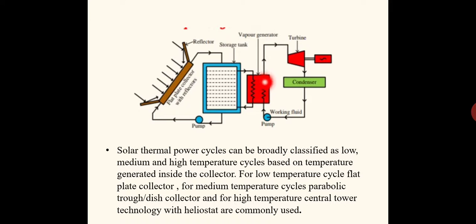boiler. If it is a steam based one, then we will have a boiler. Here, since solar energy is to be clubbed with this one, we will be using a separate heat exchanger like structure, that is also known as vapor generator.